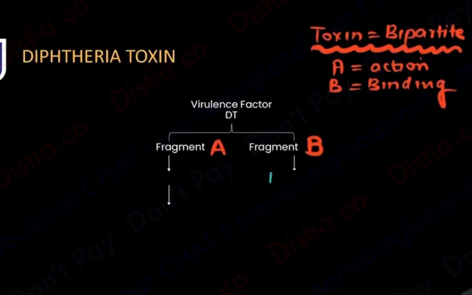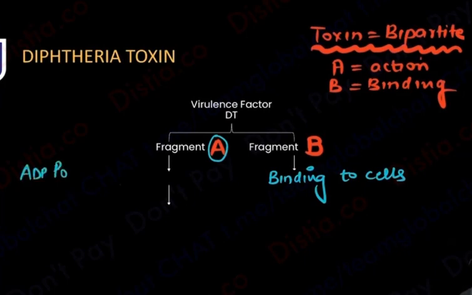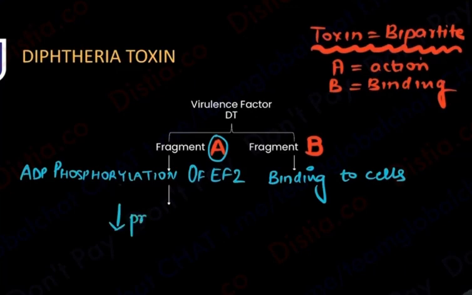So if they ask you which helps in binding to the cells, which helps in attachment or binding to the cells, it is fragment B. But who is doing the real action? The real action is that there is going to be ADP phosphorylation. Now listen to this very carefully because another mnemonic is coming up your way. There's going to be ADP phosphorylation of EF2. If you are really into full forms, EF2 means elongation factor 2. Varna nahi needed hai, theek hai? ADP phosphorylation of EF2, and whenever it occurs, the protein synthesis is going to be inhibited. There's going to be an inhibition of protein synthesis.